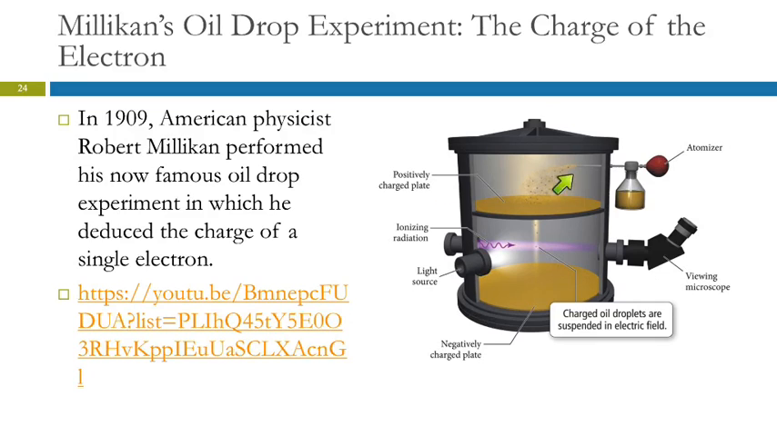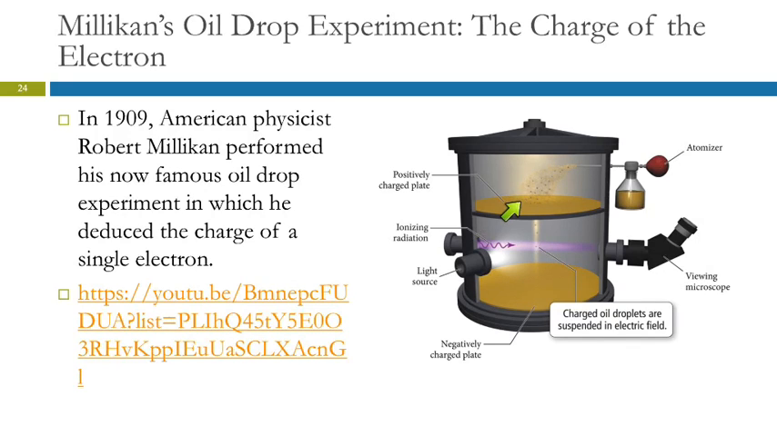Okay, so up here he's got an atomizer that's spraying out fine, very small droplets of oil. There's a positively charged plate, and these oil droplets are going to fall through a tiny hole in this plate, and they're going to go through a beam of ionizing radiation. And that is going to cause them to be charged. So they get a charge when they hit that beam.